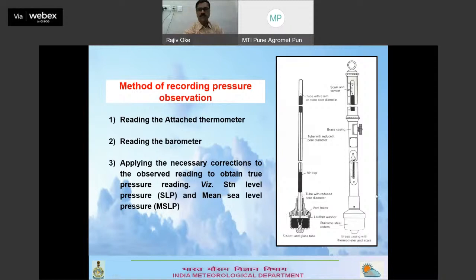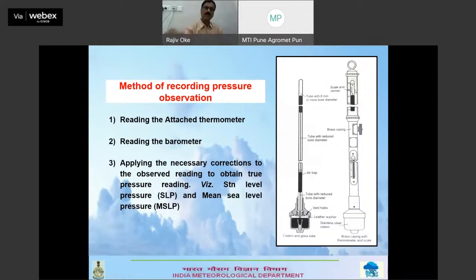An attached thermometer is attached to the barometer. You have to note down the reading. And similarly, here the convex-shaped mercury is there in the U-tube. You have to take the main scale reading, which is engraved on the frame of this barometer. That is the complete reading. And the fractional part, that is the 10th part of this division, is 0.1 hPa. You can get the help of the vernier scale.